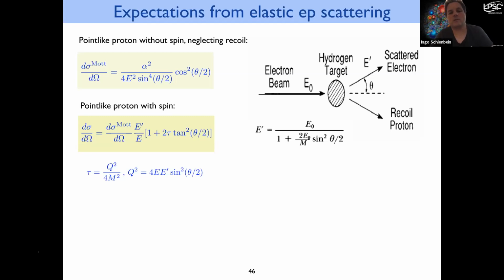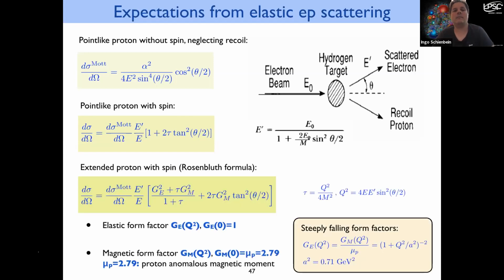Tau is essentially q square over the mass of the nucleon. Now we can say, okay, let's look at a proton which is not point-like, but really is extended. And that means we have to introduce form factors to describe the hadronic tensor, the hadronic current. And then the cross-section is given by the Mott cross-section times E prime over E. But instead of 1 plus 2 tau tangent square theta over 2, we have form factors.